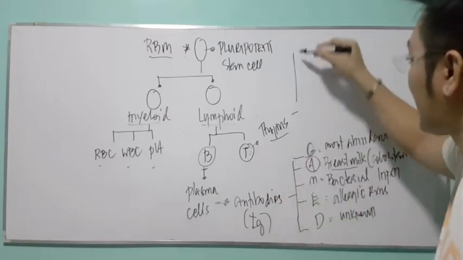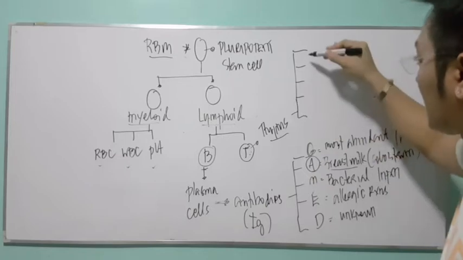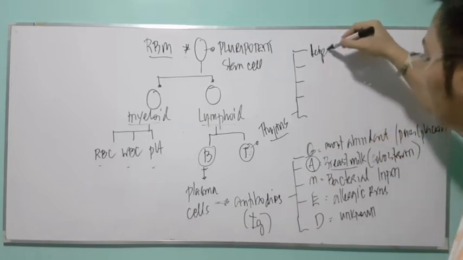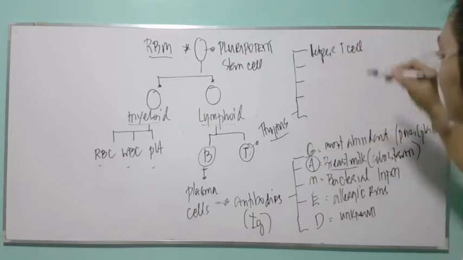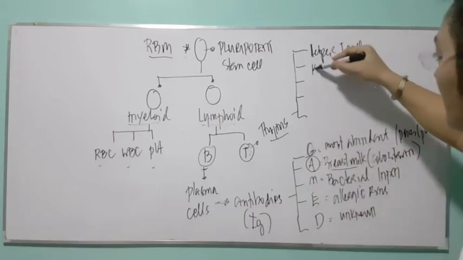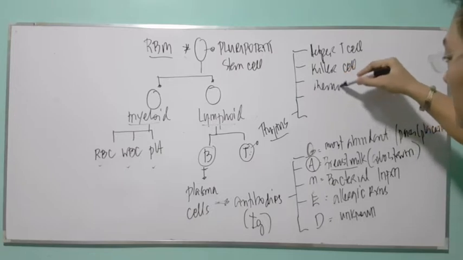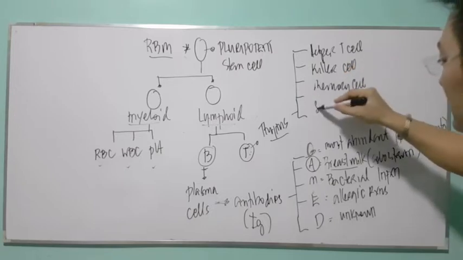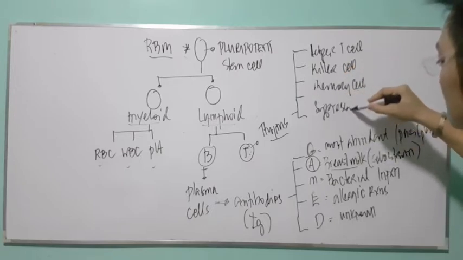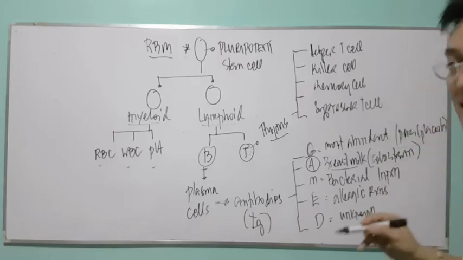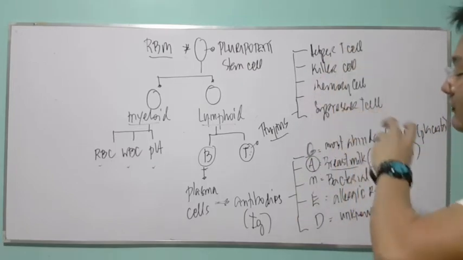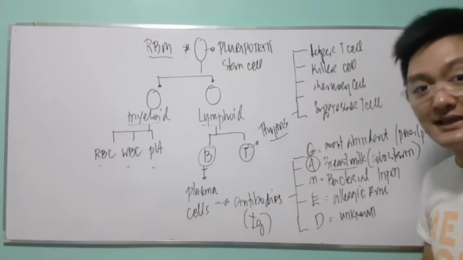So magiging ano siya? Okay, magiging helper T cell. Am I right? Magiging ano pa? Magiging killer cell. Magiging memory cell. Magiging suppressor T cell. Can you follow? So it will transform into a more useful T lymphocyte.